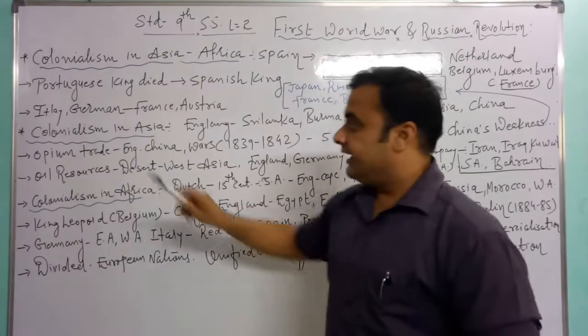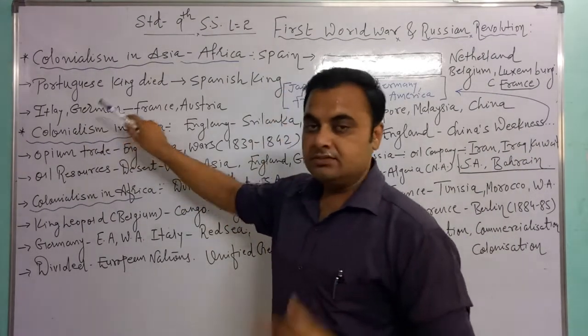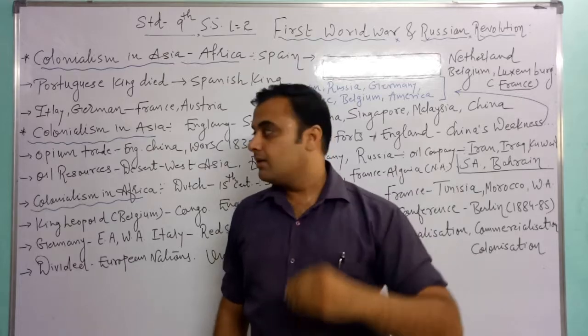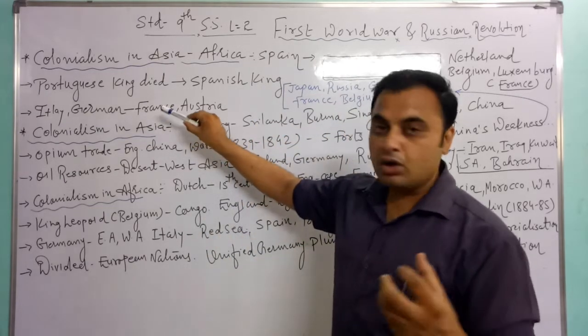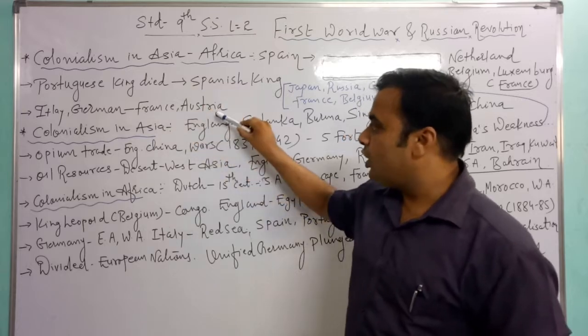Third, Italy and Germany, these two nations also became victims of this greedy policy, this colonialism policy of France and Austria.